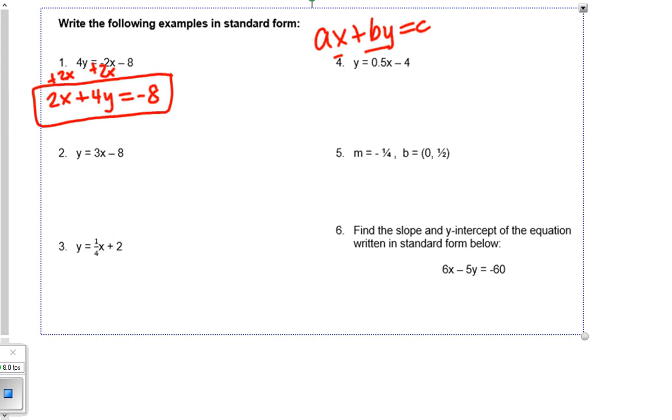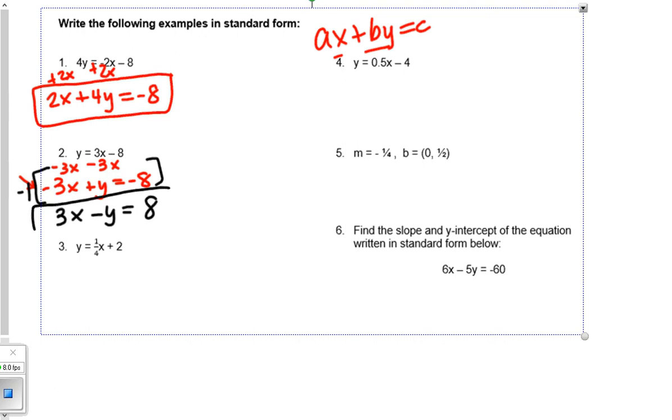Okay. Working down the page here, number 2. Again, I need the x and y to be on the left-hand side, so I'm going to subtract 3x from both sides. Check to see if it's breaking any rules, which it is. Okay, I can't have that negative right there. So instead, I'm going to multiply this whole thing by -1, and I get positive 3x minus y equals positive 8. And that would be my standard form.